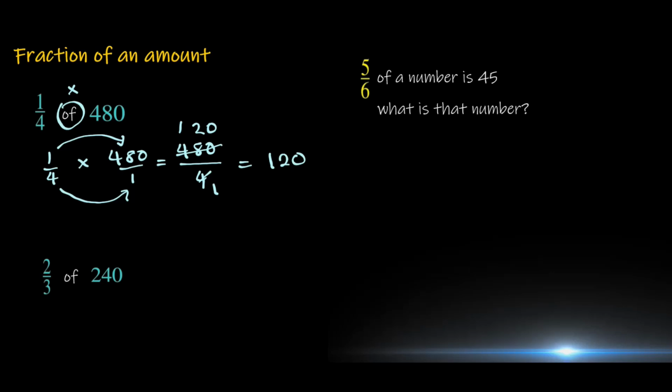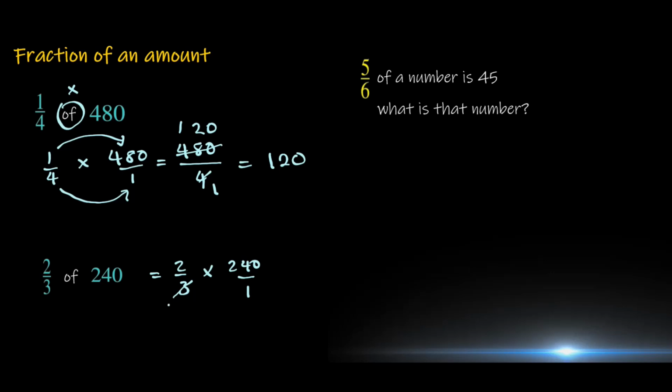In the second example, I'm looking for 2/3 of 240. So I'll rewrite my problem as 2 over 3 multiplied by 240 over 1. I've got two options here. I can either multiply the numerators together and the denominators and then do my division, or I can look for numbers in the denominator that go into one of the numerators. In this case, 3 goes into 240, so I can cancel out.